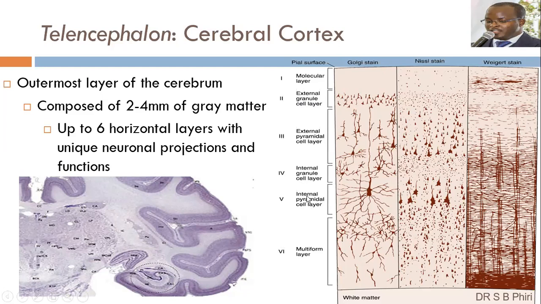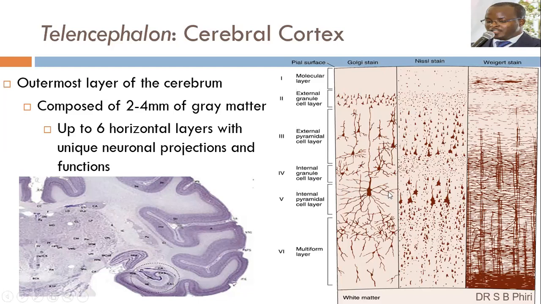So you realize to say that from the internal granular cell layer, this is where you have projection of those sensory neurons. But in the fifth layer, where you have the internal pyramidal cell layer, this is where you find the pyramidal cells that are involved in motor function. So their cell bodies are located within the internal pyramidal cell layer. That's why it's called the pyramidal layer. And those are called pyramidal tracts. So you have those pyramidal tracts whose cells are starting from this layer.